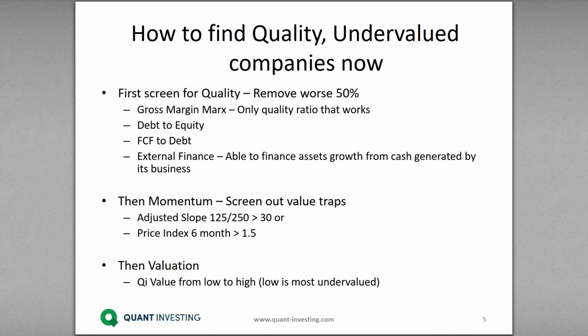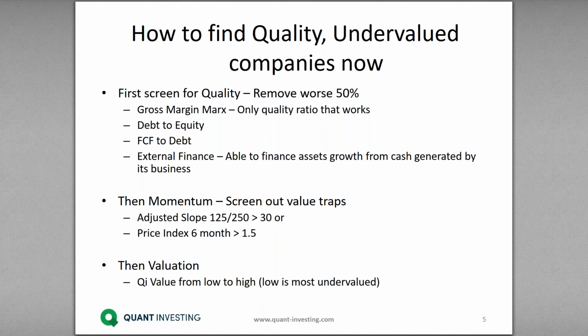External finance is another good ratio. The ratio just shows you, is this company able to finance its asset growth from cash generated by the business, or does it have to go and get external financing like bank debt to finance its asset growth? The studies or the tests we've done, in spite of the academics that developed this ratio, found that this is a very, very strong ratio, even just on its own, to find good companies to invest in.